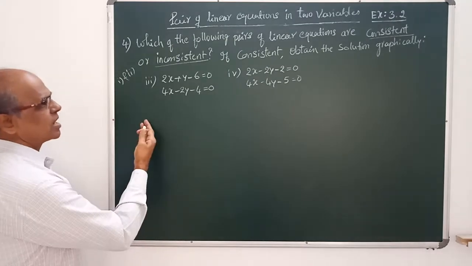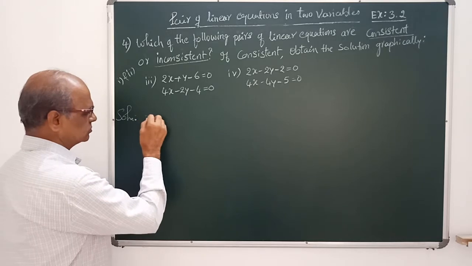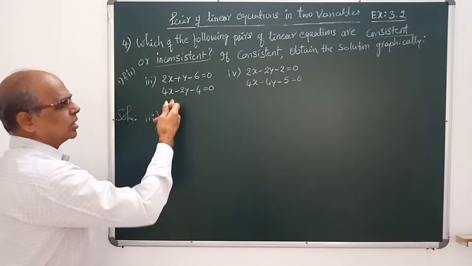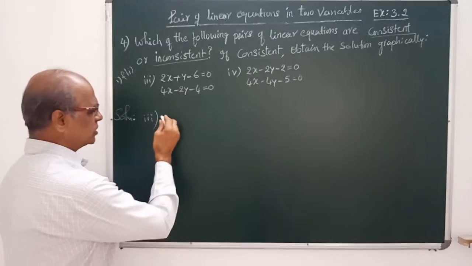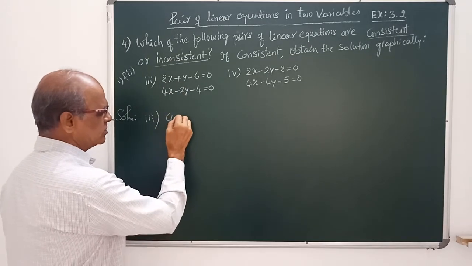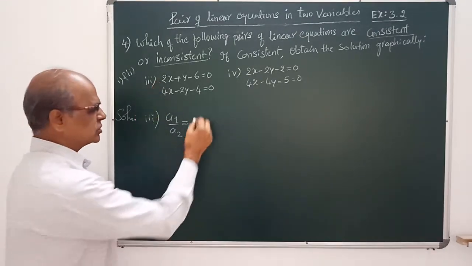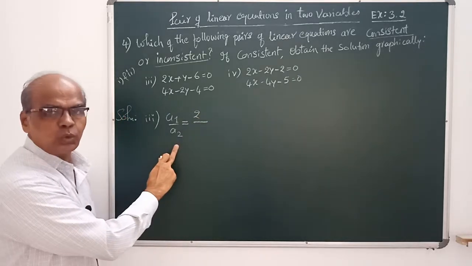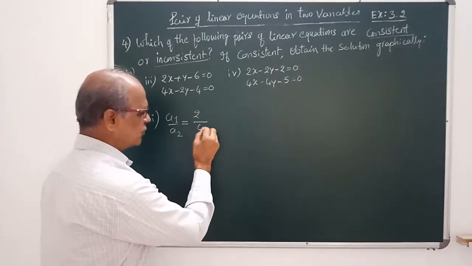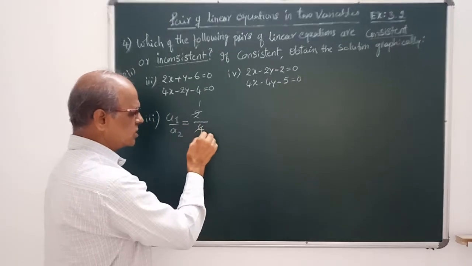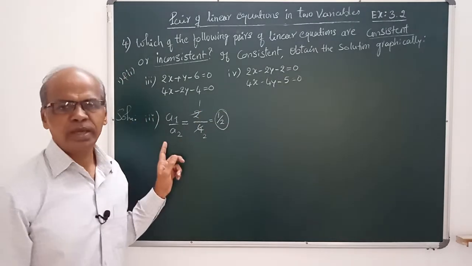Okay, see here. The third one I am going to take. Let us prove whether they are consistent. Now equation 1 and equation 2. What do we do here? A1 by A2. What is A1? Coefficient of the first term, that is 2. What is A2? A2 is the coefficient of the first term of the second equation, that is 4. Here, 2 ones are 2, 2 twos are 4. What's our answer? Half. So A1 by A2 is half.